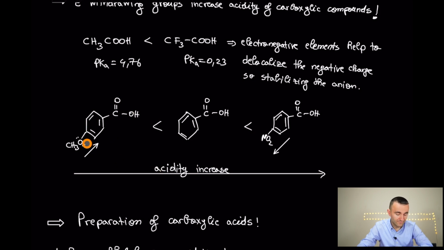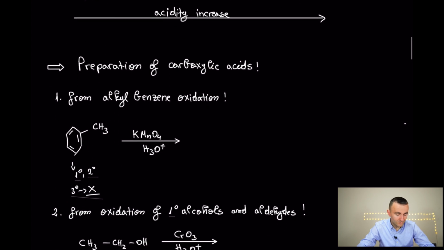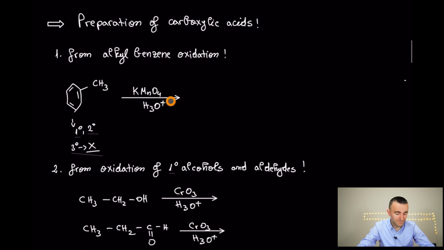In case you have aromatic rings with groups that donate electrons, it is going to decrease acidity, so it is going to destabilize the anion. In case you have electron withdrawing groups or deactivating groups, it is going to increase the acidity, if you have to rank, for example. Okay, let's move now to the preparation of carboxylic acids.